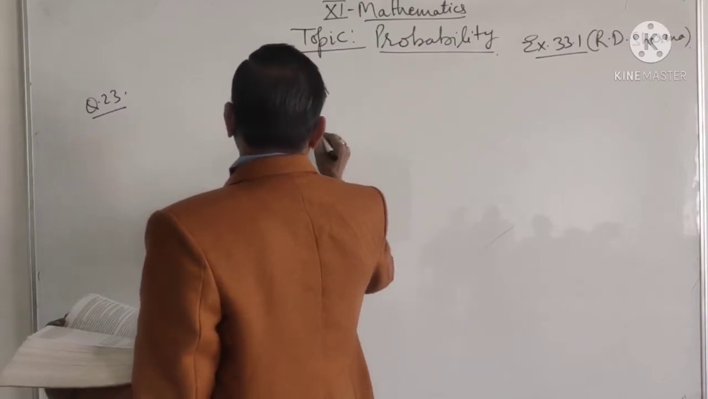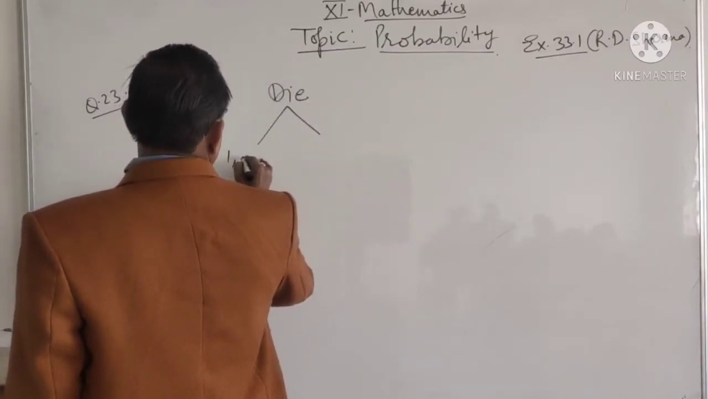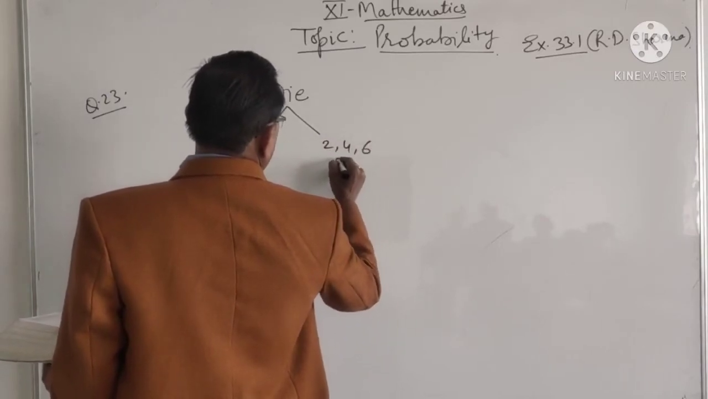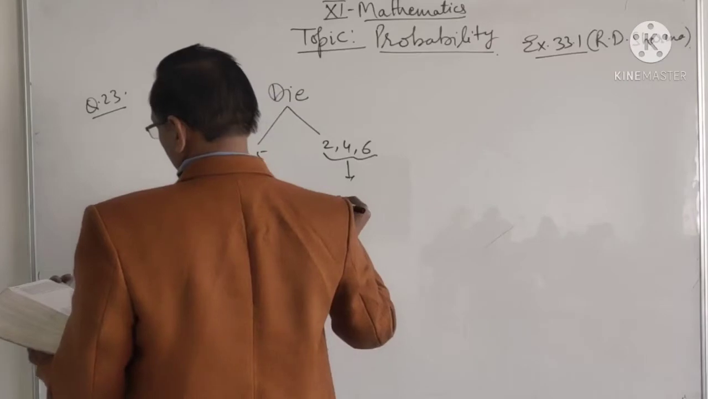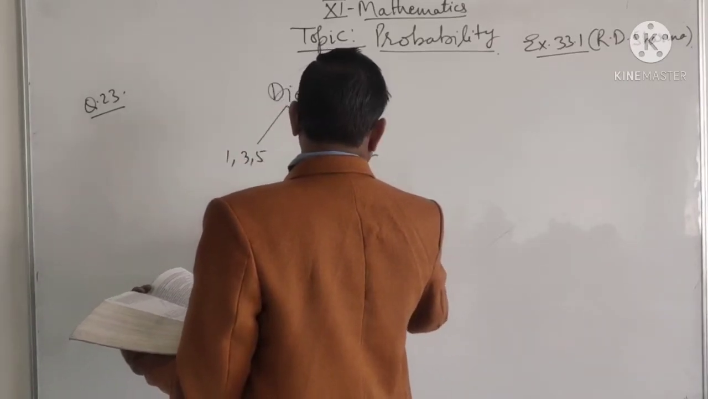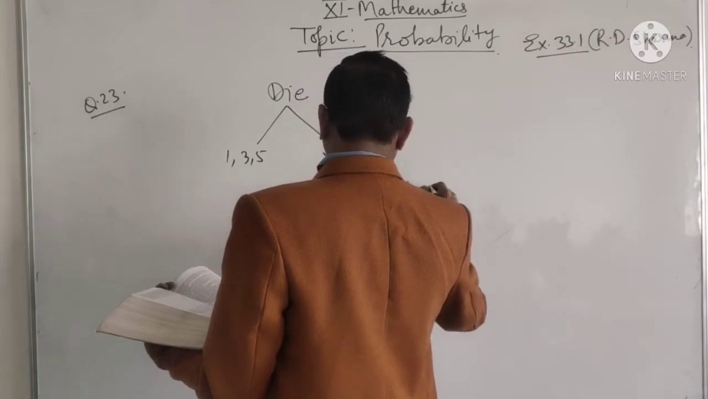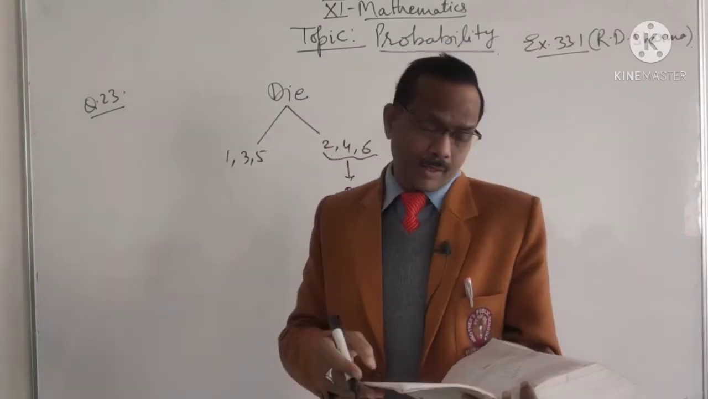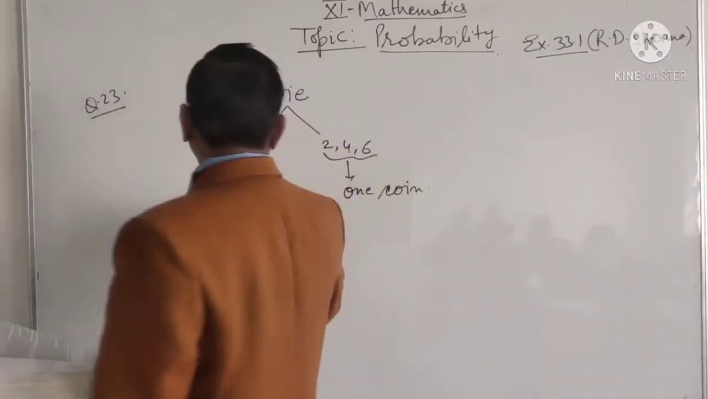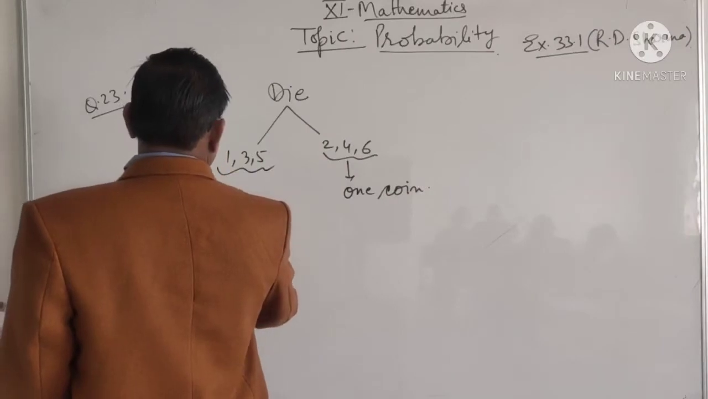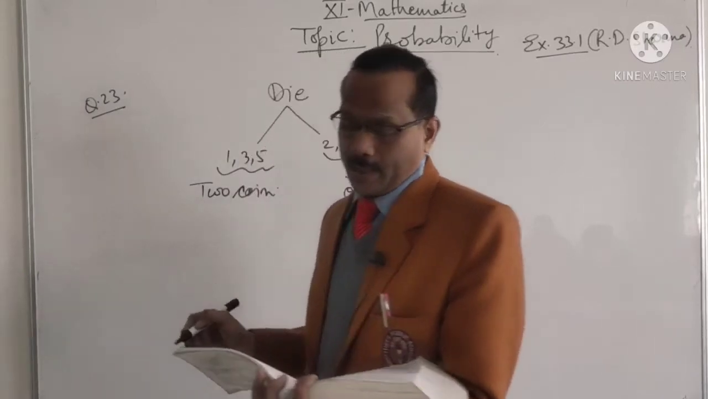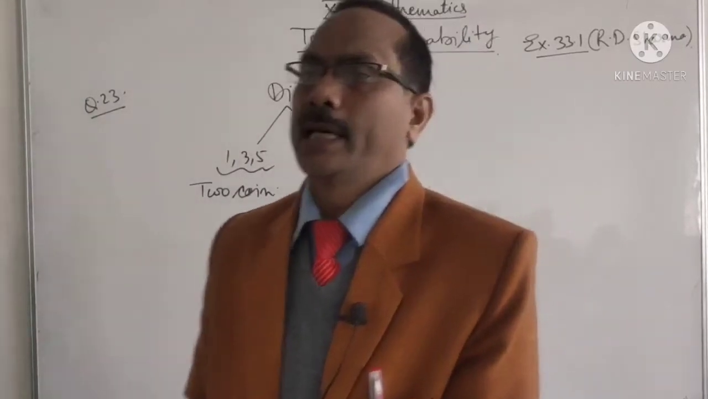So there are two cases, 1, 3, 5, 2, 4, 6. In this case, we will throw a coin. One coin. If the number on the die is odd, a coin is tossed twice. So there are two coins. Two coins are tossed. Write the sample space for this experiment.